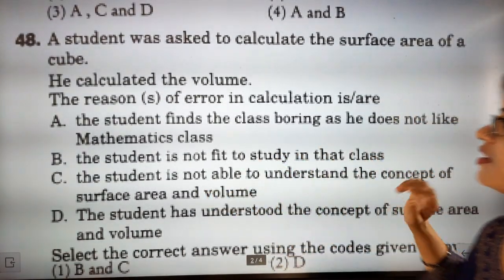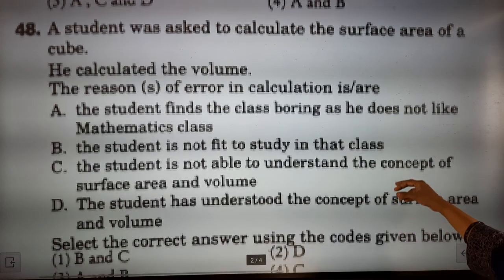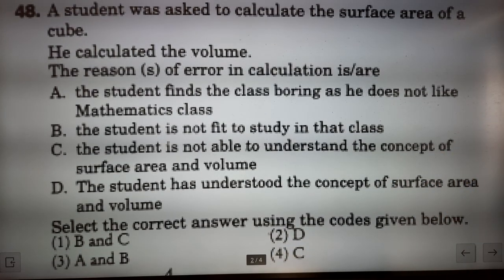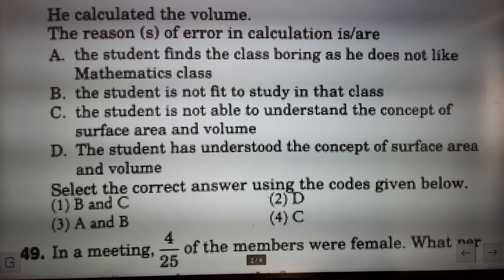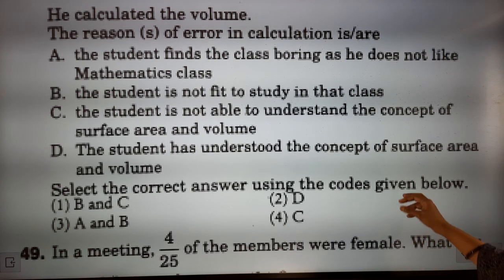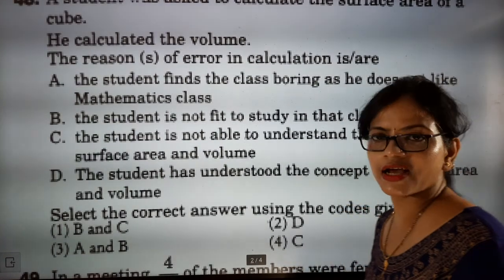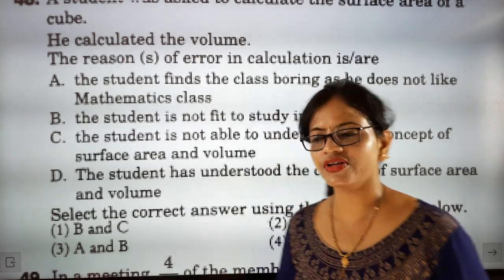The student is not fit to study in the class. The student is not able to understand the concept of surface area and volume. The student has understood the concept of surface area and volume. Now which can be the correct answer? If the student is making a mistake, then what does it mean? He is not having interest in learning.